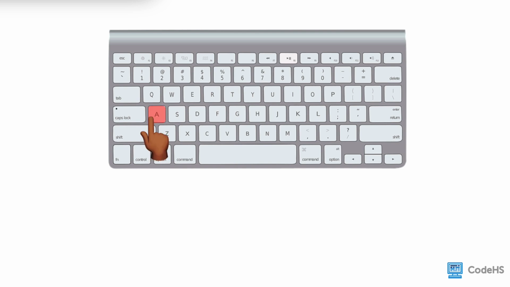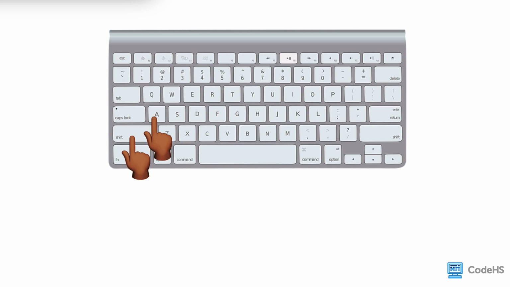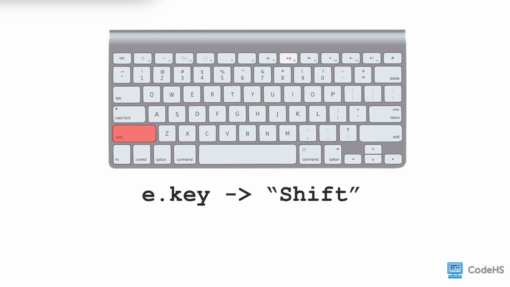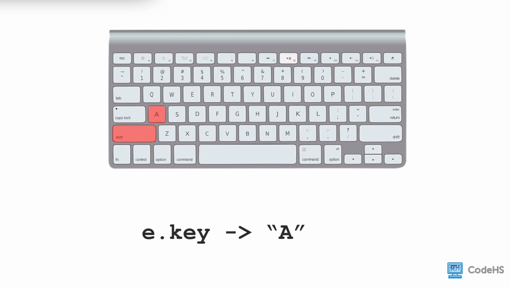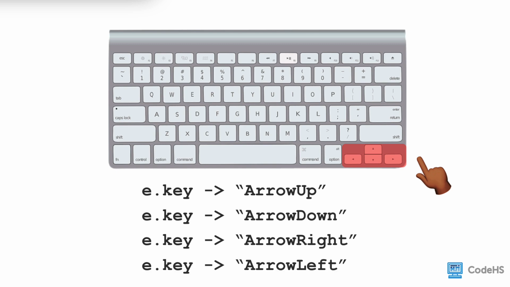For example, if the A key is pressed, e.key will return the string value A. If the number 1 key is pressed, then e.key will return the string value 1. If the user presses the shift key and then the A key, e.key will first return shift and then the capital letter A. If the user presses any of the arrow keys, then the return values are ArrowUp, ArrowDown, ArrowRight, and ArrowLeft. These will be useful when we want the user to be able to control a graphic with the arrow keys.